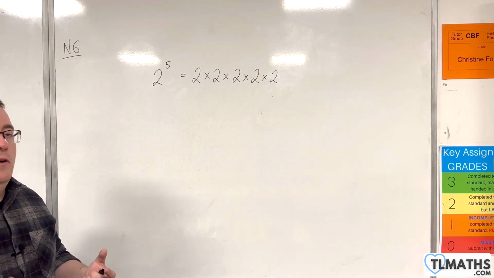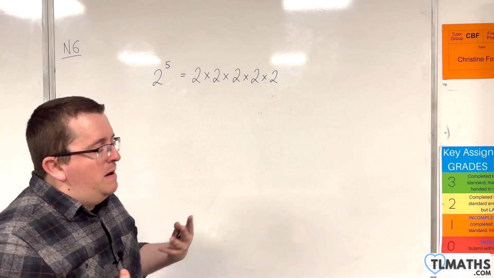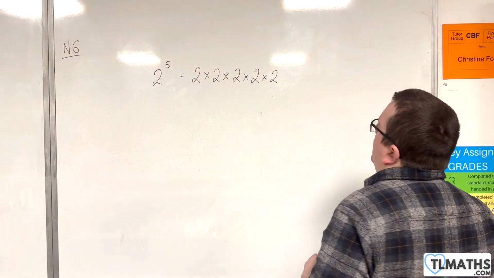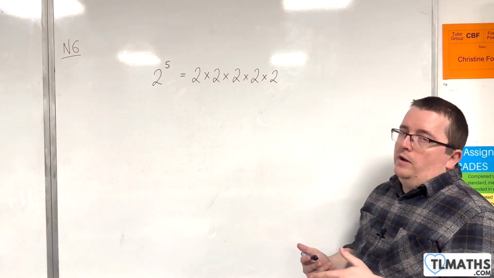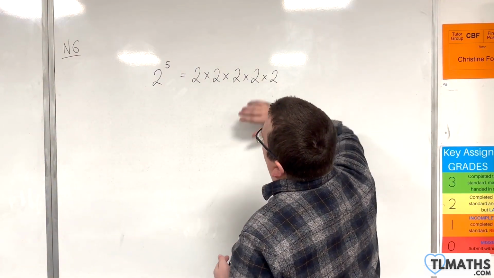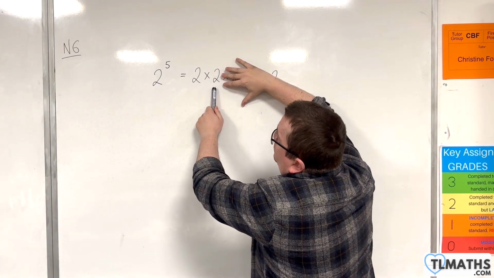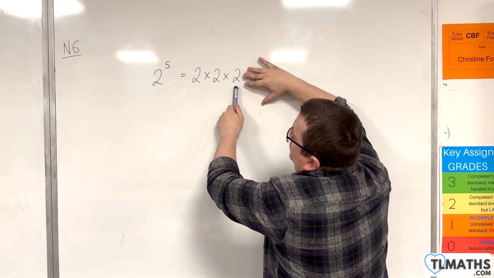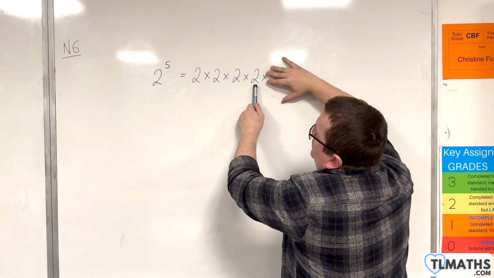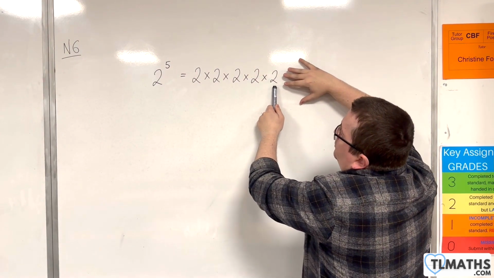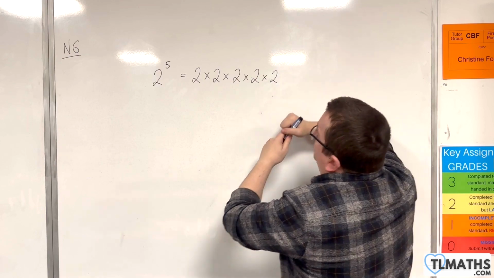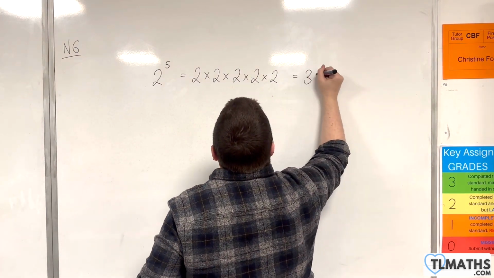Now, these aren't ones that I'm expecting you to memorise, but you should be able to work them out fairly easily. So if we start from the left-hand side, we have 2 times 2, which is 4, times by 2, which is going to be 8, times by 2, which is 16, times by 2, which is 32. So that's going to be 32.